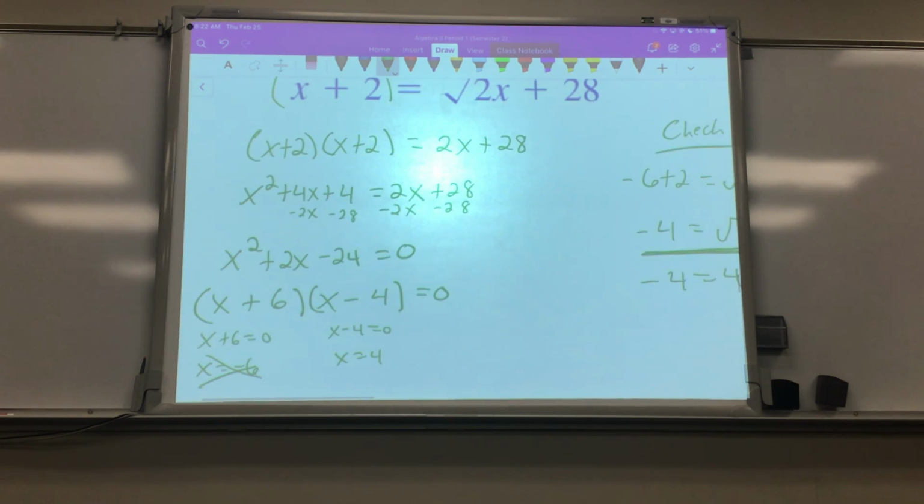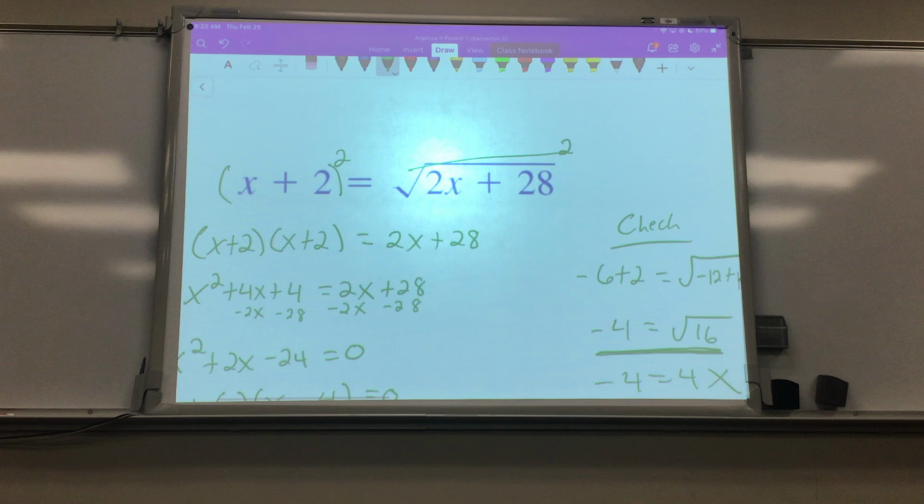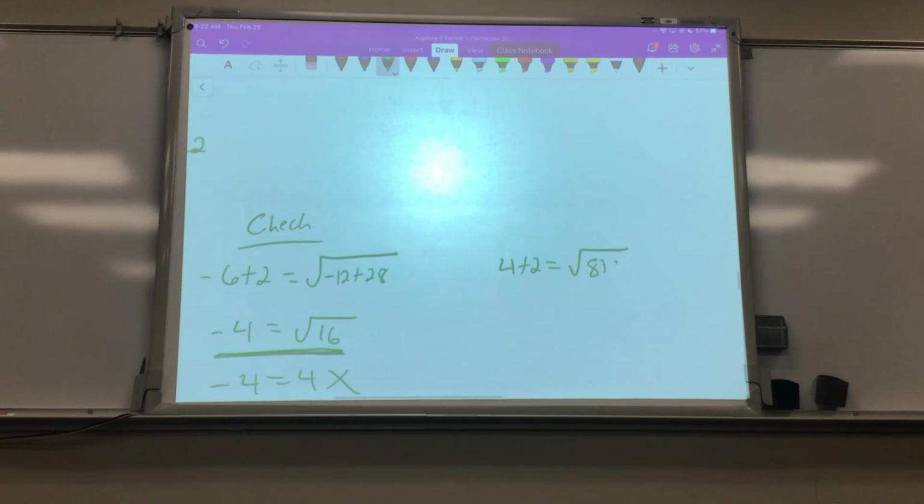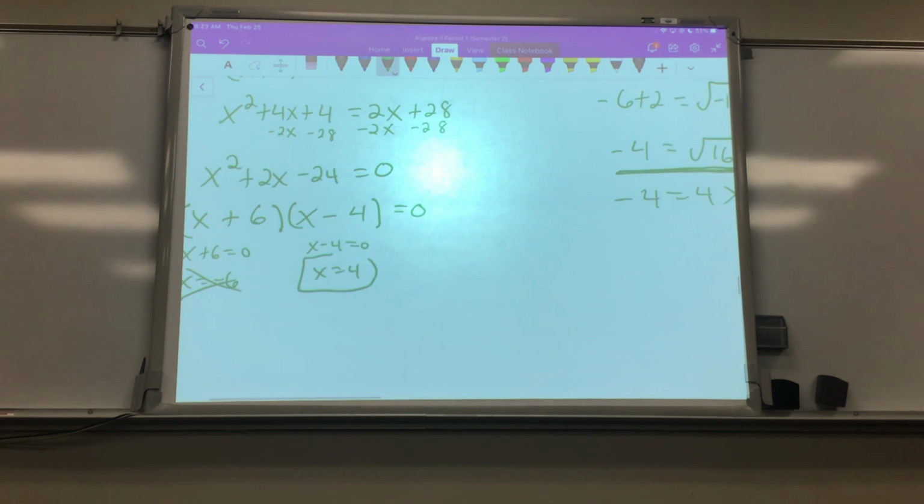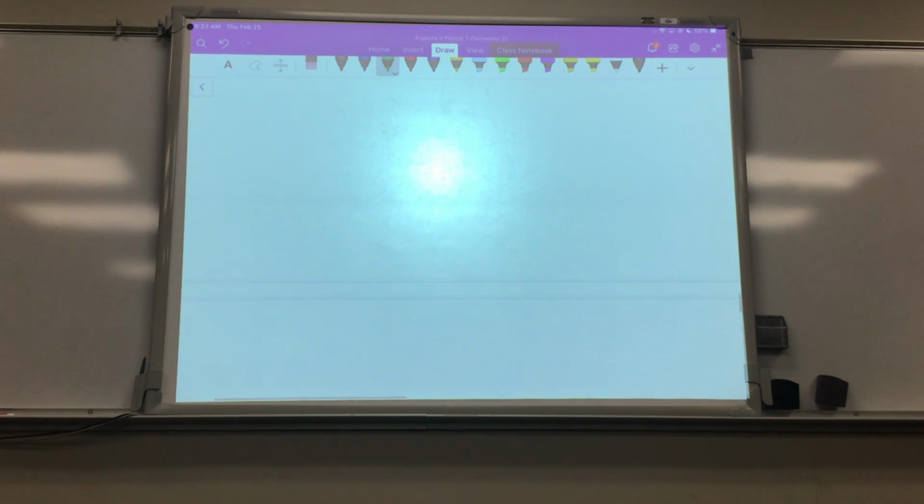So let's check the 4. 4 plus 2 equals the square root of 8 plus 28. Saying 6 is equal to the square root of 36. 6 equals 6. So that example right there should tell you you need to check, right? You can't just assume that they're both good. You need to check. Okay, go ahead, give that one a try.